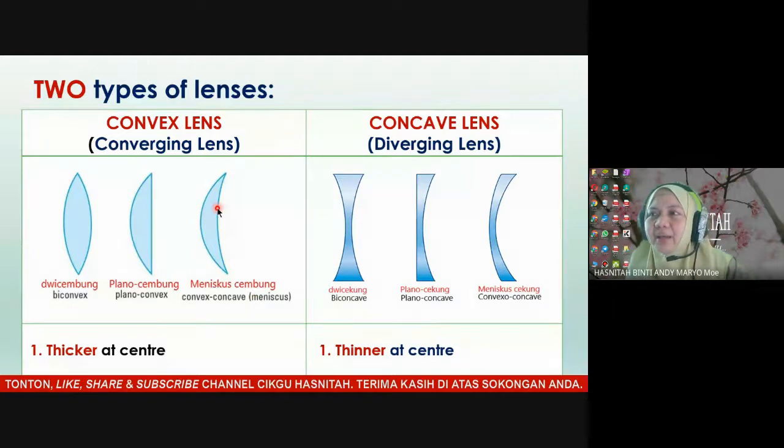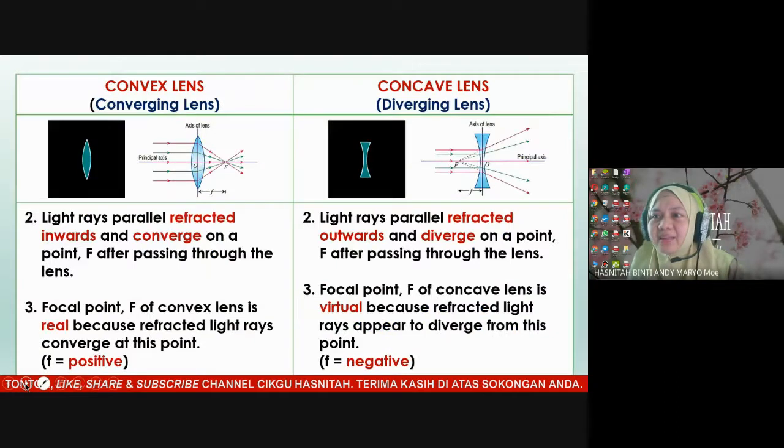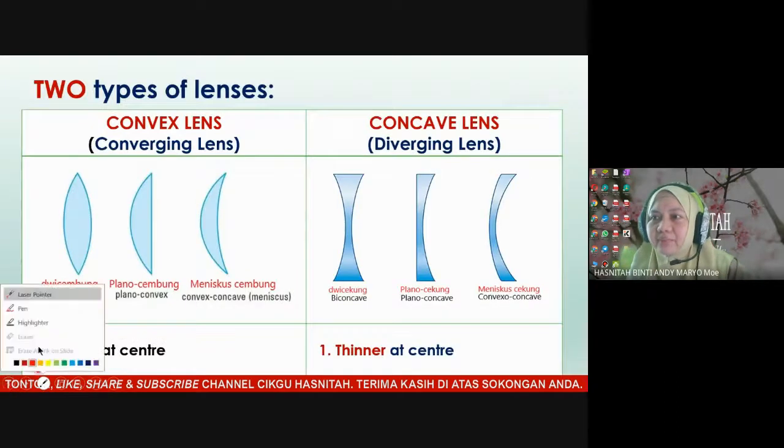Okay, convex, concave, meniscus. And what is the similarity between all these three convex lenses? You can see that they are thicker at the center. So you can see this is the center. So they are thicker at the center compared to the edges. So this is a convex lens.